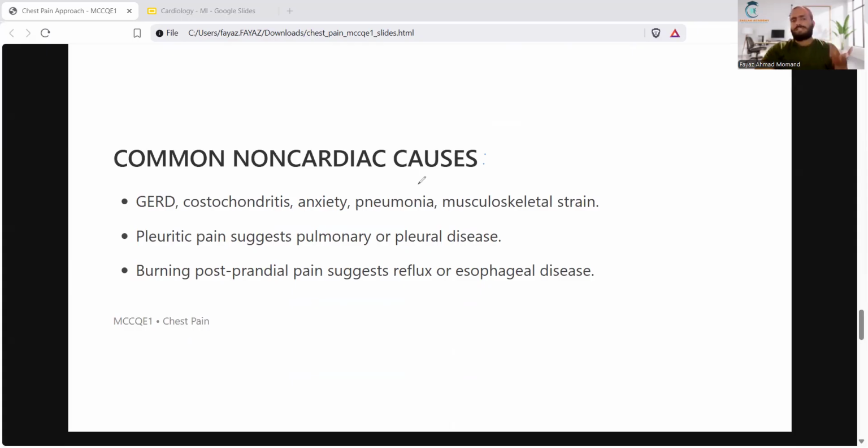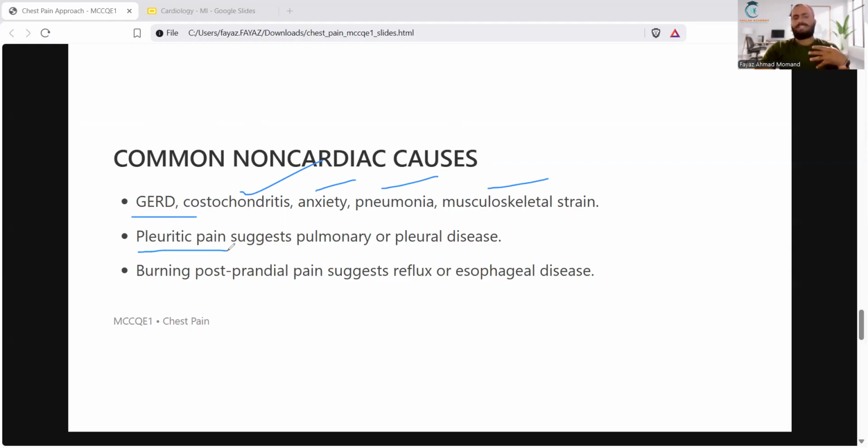Some common non-cardiac causes. I think musculoskeletal pain is the most common cause of chest pain, followed by GERD and then by other causes. GERD, which is gastroesophageal reflux disease, costochondritis. Anxiety can sometimes present with a typical presentation of an acute coronary syndrome. ECG and troponins would be negative. Pneumonia, musculoskeletal strain. These are some of the other causes that can cause chest pain.